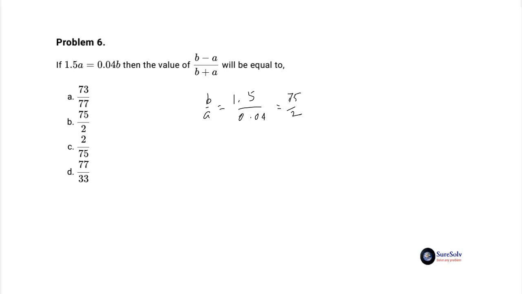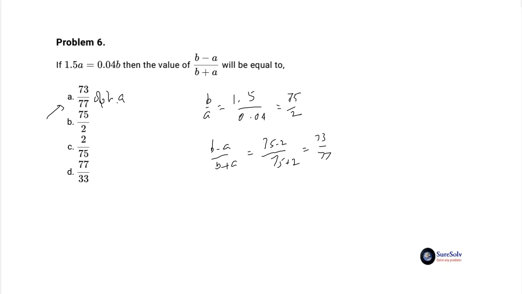By componendo dividendo method, subtract 1 from b by a, next add 1 to it, and then divide the first result by the second to get b minus a divided by b plus a equal to 75 minus 2 divided by 75 plus 2 equal to 73 by 77. Answer is option A, 73 by 77. A quick solution in mind.